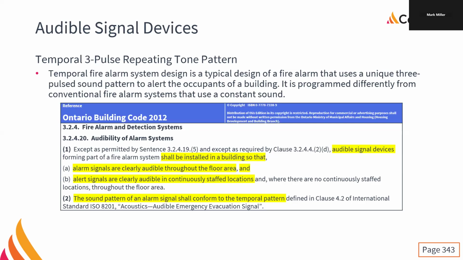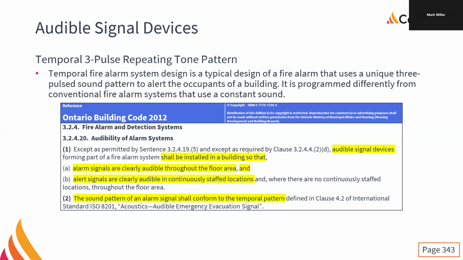Of course, our audible signal devices have to be installed so they're audible throughout the floor area. Then, when we're dealing with two-stage systems, the alert signals have to be clearly audible in continuously staffed locations. And if there's no continuously staffed locations throughout the floor area, that's what the building code says. Authorities having jurisdiction don't really go with that. They want the alert signal to be going everywhere in the building, just in case, which makes sense.